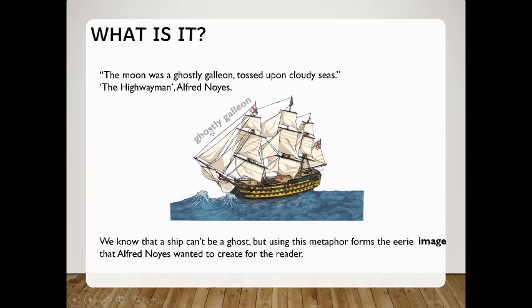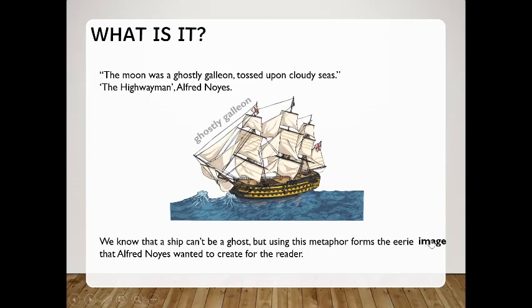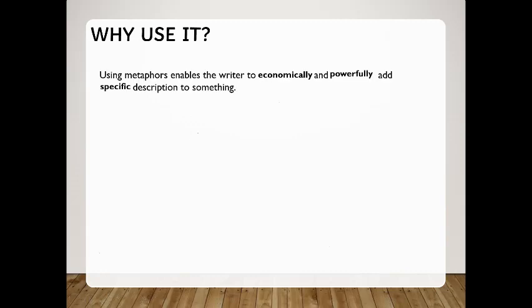Okay, so ghostly galleon there, we know that the ship can't be a ghost, but using this metaphor forms an eerie image in the reader's mind. Okay, so this is again about creating imagery in a reader's mind, which is where we bring our visualization in. So that creates that image in your brain of what the moon was doing on the boat. Okay, so we use metaphors to get a message across, to describe something in a more figurative way instead of just being literal, because literal is a bit boring sometimes.